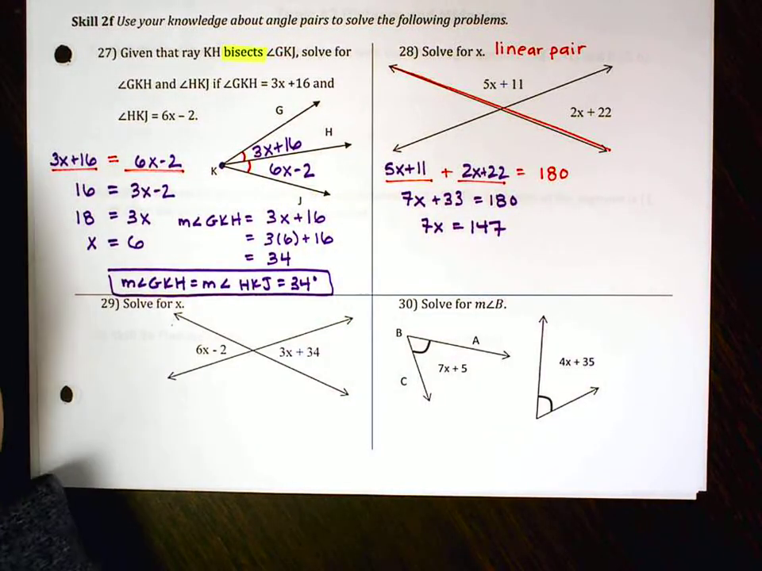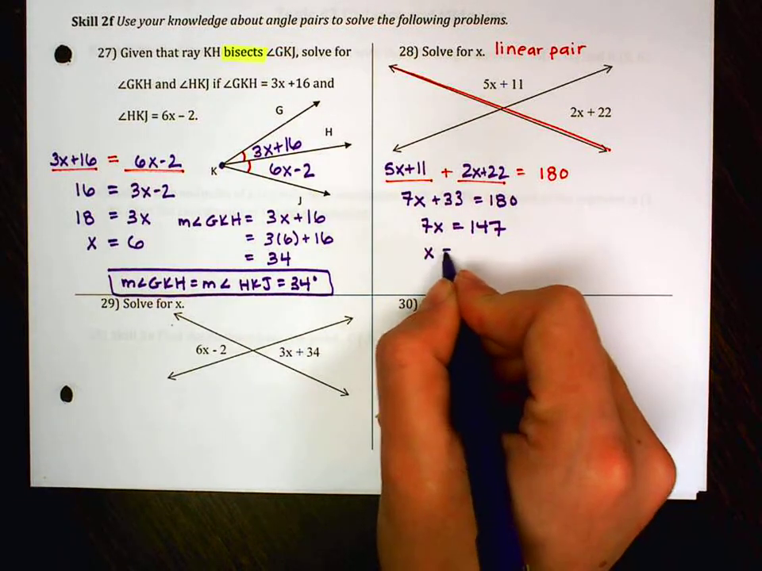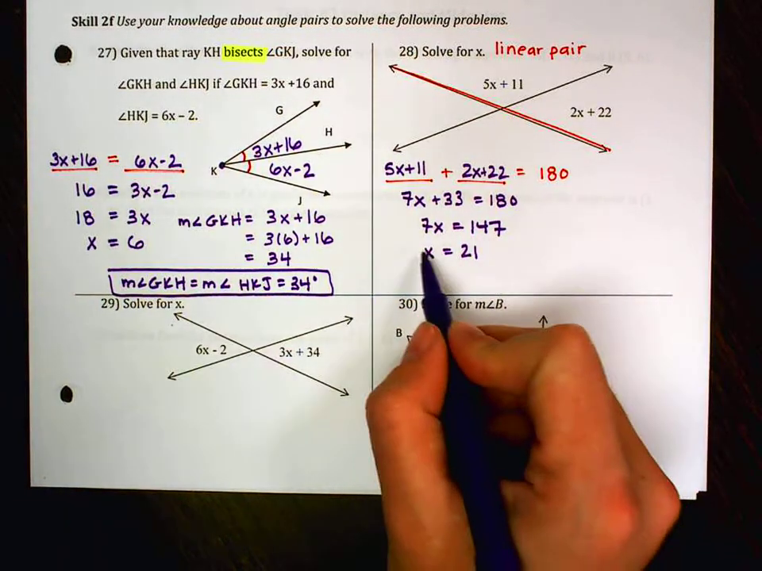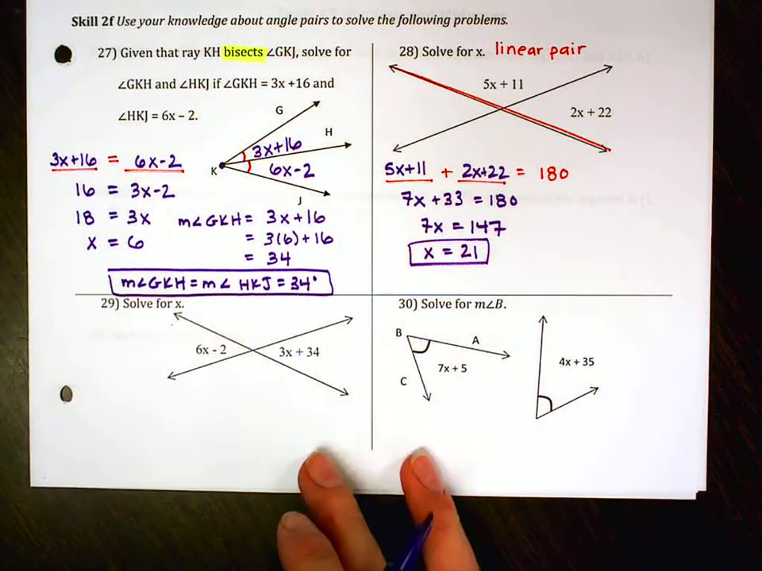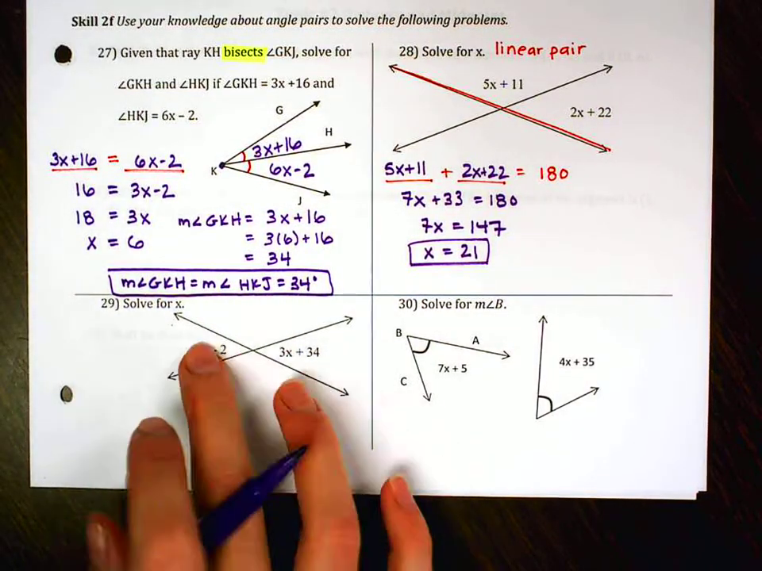And I'm going to divide by 7. And it just told us to solve for x, so we're all done. Okay, down here, solve for x.